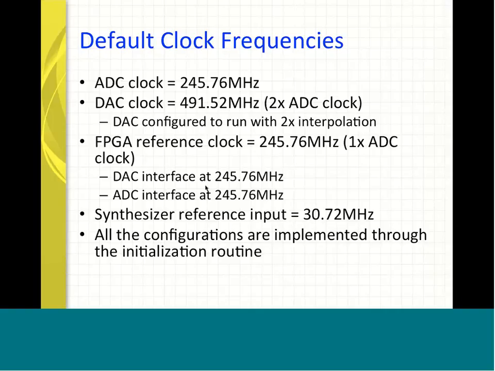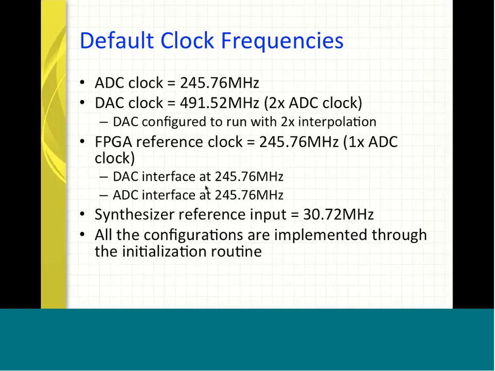So the DAC is configured to run with the 2x interpolation. What that means is on both the TX side and on the RX side, the data rates are the same. The data rate being sent on the transmit side is still 245.76 megahertz. However, because the DAC defaults to running with a 2x interpolation, the conversion rate for the digital to analog converter is actually 491 megahertz. However, on the ADC side, there is no change.